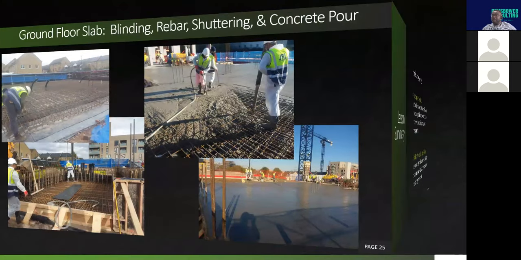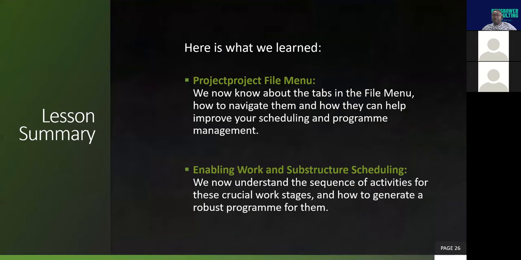Now, that ends today's session, and I hope we've been able to balance between the use of the software and of course the practical demonstration of how things are done on site. Now, what have we learned? We now know about the tabs in the file menu and how to navigate them and how they can help improve our scheduling and program management. And then we've also looked at enabling works, we've looked at substructure scheduling, and we now understand the sequence of activities for these crucial work stages and how to generate a robust program for them.